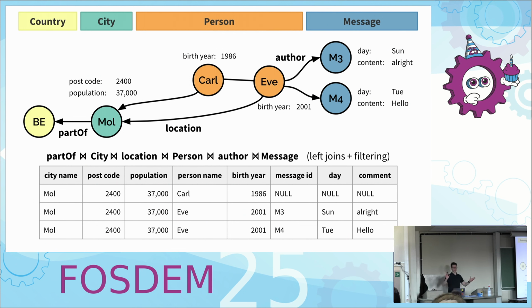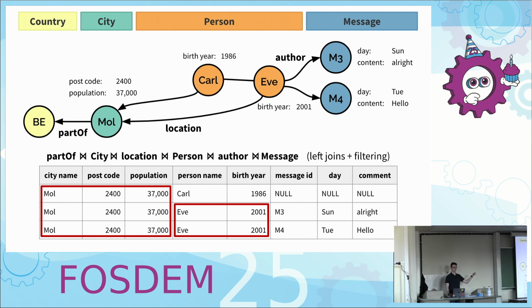It's actually not just 5 joins, you have to do left joins, you have to do some filtering, and ultimately you will end up with this kind of universal schema of all your data. But it has a bunch of problems. A big problem is redundancy. You have to spell out the city name, the postcode, and the population for every person who lives there. Then you have to spell out all the person data for every message that they created. You have a bunch of nulls, and this is just difficult.